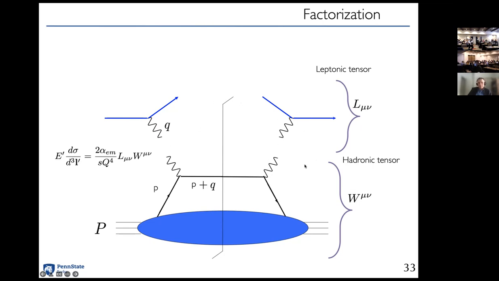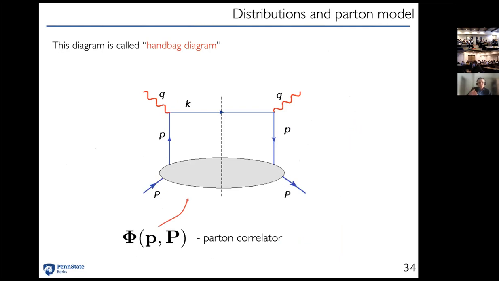So now we have already done this very important step of disentangling the dynamics of the lepton. So the lepton is completely out of the game here. So now we're talking only about the interaction of the photon with a quark inside of the nucleon. So this diagram is the handbag diagram. This blob here is the non-perturbative dynamics of our nucleon. It depends, of course, on the momentum of the nucleon, capital P, and the spin, if you like, also here. And that is the so-called parton correlator.